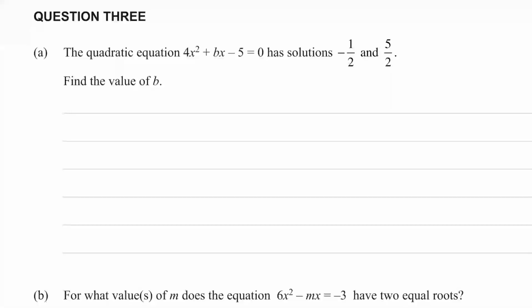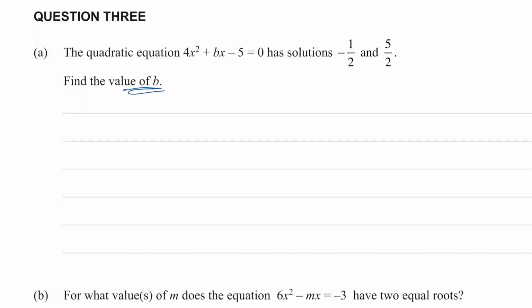We have a quadratic equation, 4x squared plus bx minus 5 equals 0. We know it's a quadratic because the highest power of x is x squared, and we have that quadratic expression in an equation equal to 0. So what is this b about? Well, that's actually what we're looking for.